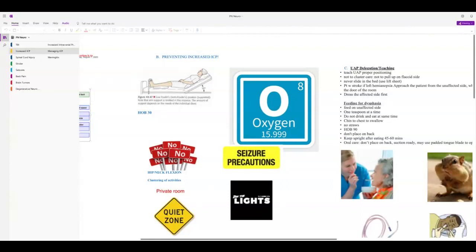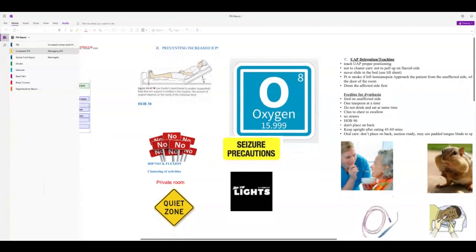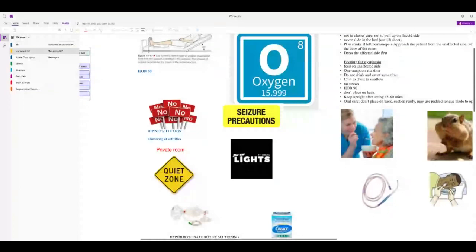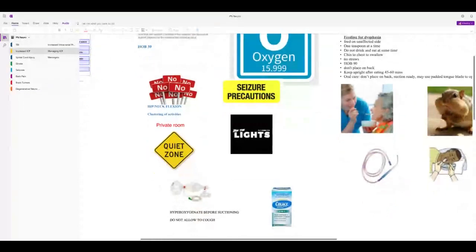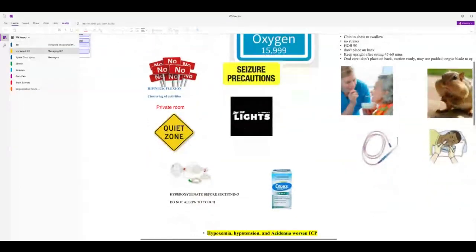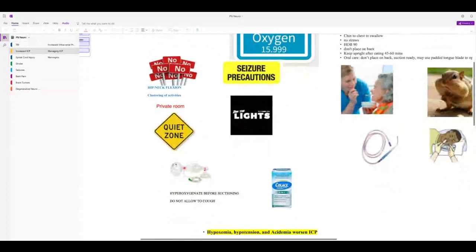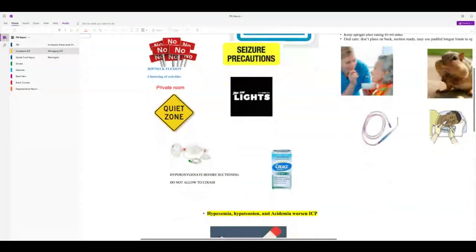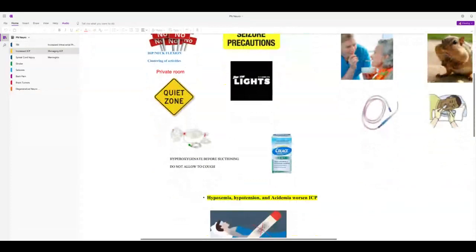Get them in a private room, make sure it's quiet, make sure the lights are dimmed because they have photophobia, and put them on seizure precautions. Make sure they have O2 flowing or it's available, and if you have to suction them, that you hyperoxygenate. Make sure they're on a stool softener. No coughing. Make sure you take care of any fevers because that's going to increase intracranial pressure.